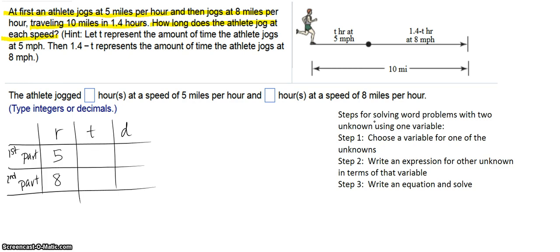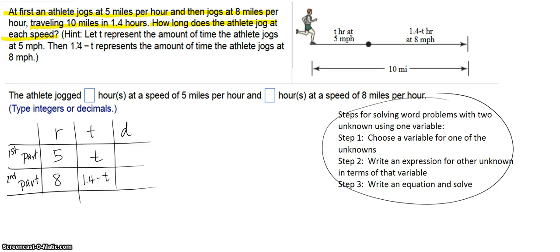So I'm going to use the steps here on the right to fill out the time. So what am I going to do? Since I have a word problem with two unknowns using one variable, I'm going to choose a variable for one of the unknowns. I'm going to choose t. And then I'm going to write an expression for the other unknown in terms of that variable. So we know that the total hours is 1.4. So if I take the total minus the first part, that will give me the second part.